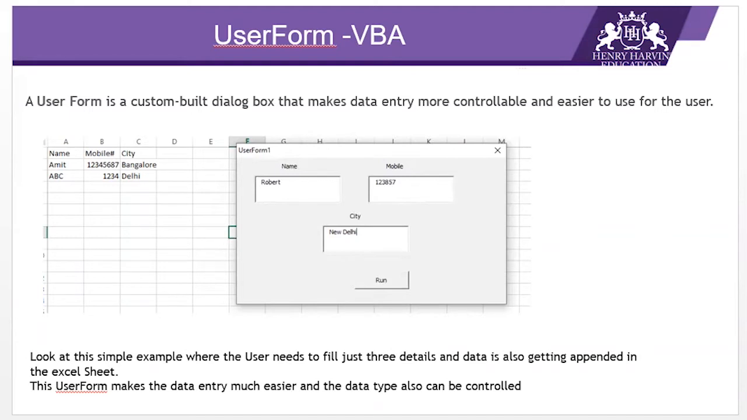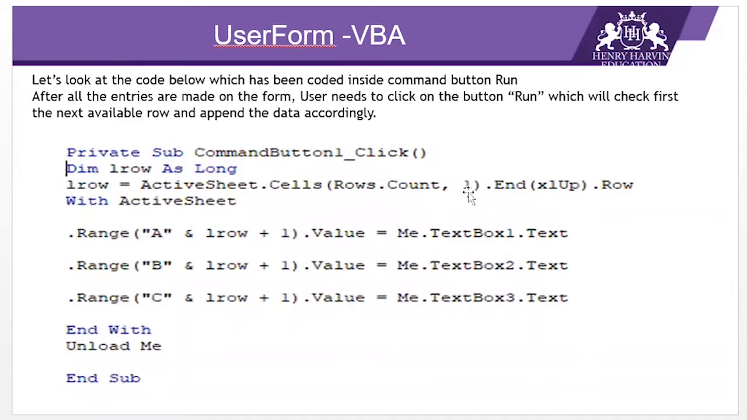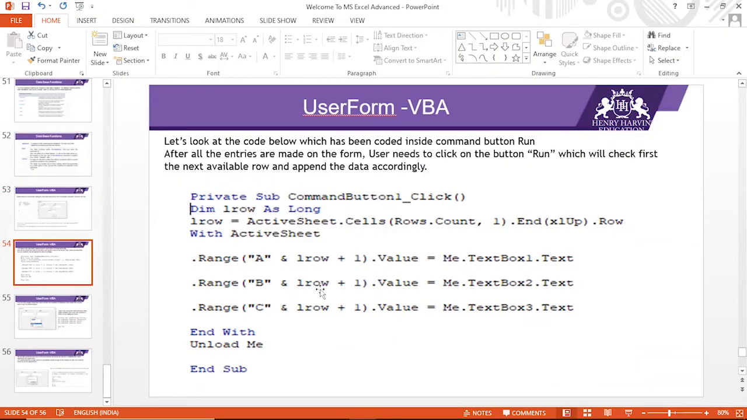So look at this example where we have written the code, and of course Dim lRow As Long, and lRow equals ActiveSheet.Cells(Rows.Count, 1).End(xlUp).Row. With this method, we are trying to get the next available row. So this is the last row, and then we are adding plus one, you can see, and ABC we are putting as the value, and Unload Me is the syntax which closes the user form. That we will learn today.